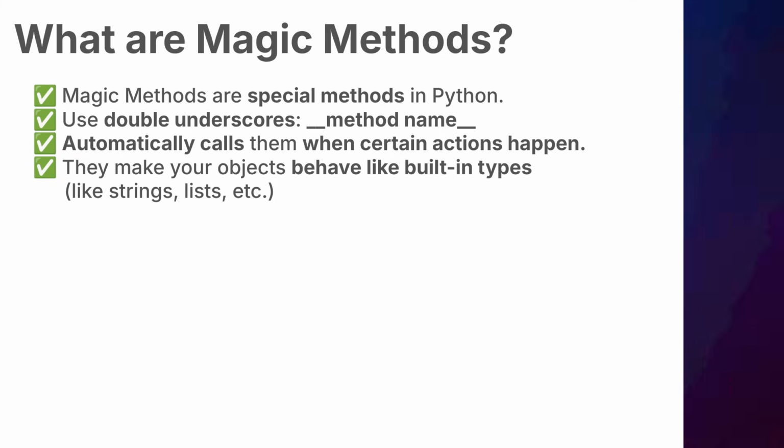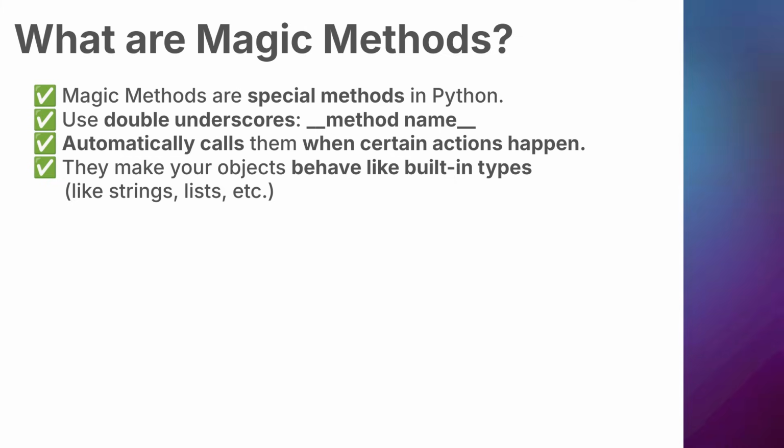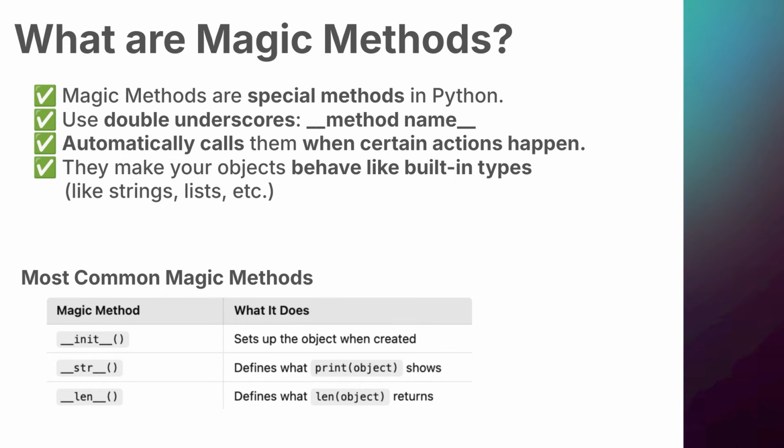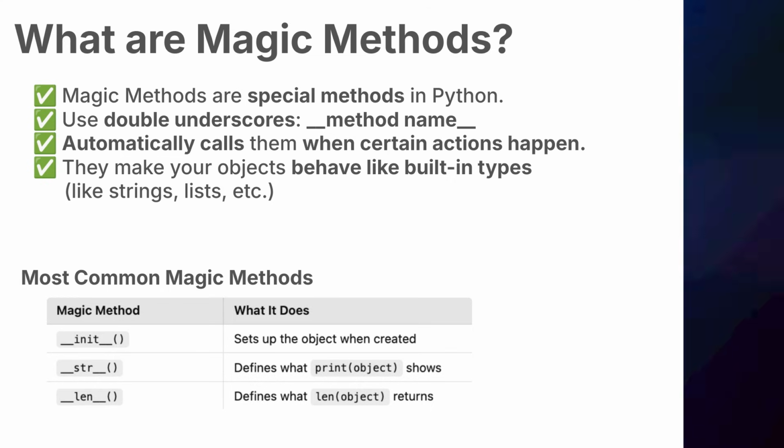Why use magic methods? To customize how your object behaves, to make your object more powerful and flexible, to make your object work with Python's built-in functions like print, len, and so on. These are the most common magic methods you should know. Let's take a look at this step by step with a sample code.